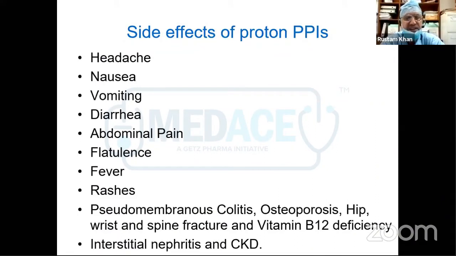And don't forget that every medicine has side effect, and these proton pump inhibitor and other medicines are used as a panacea, and the prescriber should know what are the possible side effect of these medicine. Proton pump inhibitor can be associated with headache, nausea, vomiting, diarrhea, abdominal pain, flatulence, fever, rashes. Pseudomembranous colitis due to Clostridium difficile is associated with proton pump inhibitor. Osteoporosis in long-term use, hip, wrist, and spinal fracture, and vitamin B12 deficiency are also associated with proton pump inhibitor when these are used in prolonged period of time. Interstitial nephritis and chronic kidney disease are also seen rarely with these medicine.